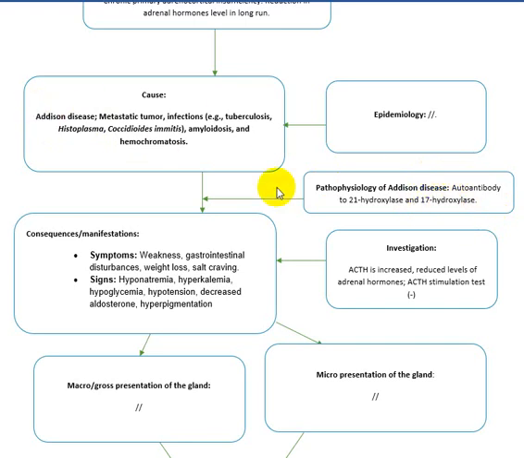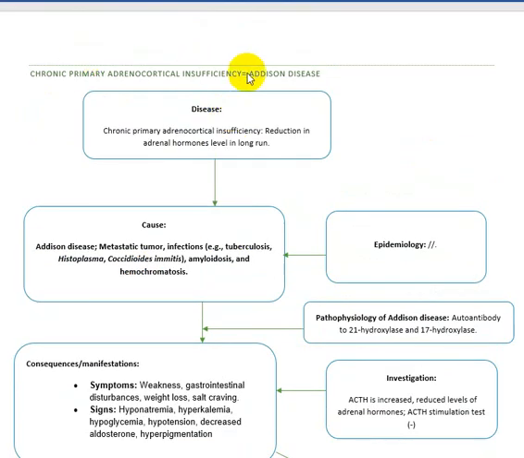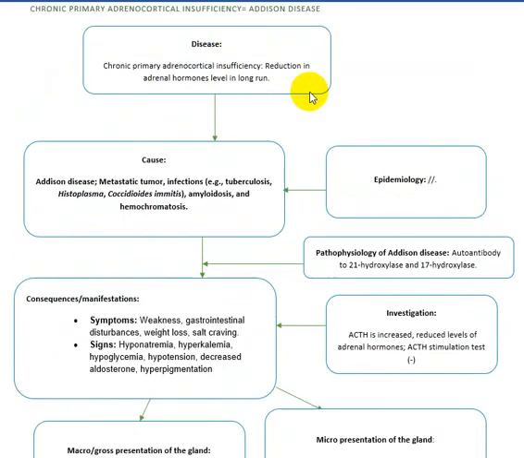So in Addison disease, you have autoantibodies against 21-hydroxylase, which produces cortisol and mineralocorticoid, and 17-hydroxylase, which produces the androgens. So there is no production of mineralocorticoid, glucocorticoid, or androgens from the different layers of the adrenal cortex. These are the causes of the chronic form, and the main cause is Addison disease.